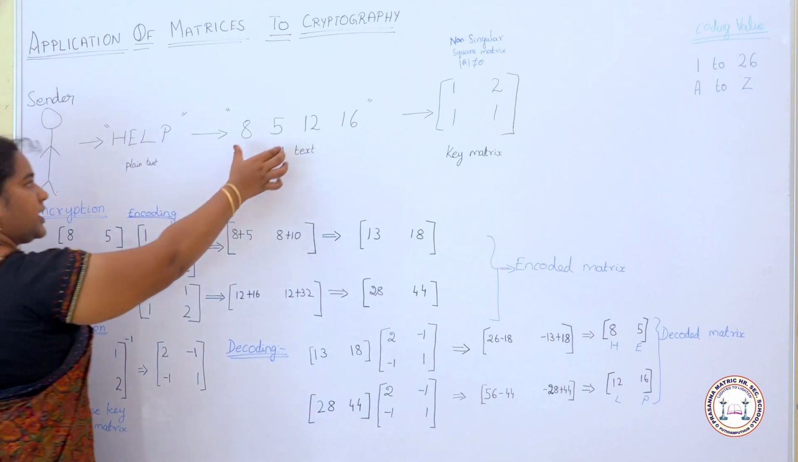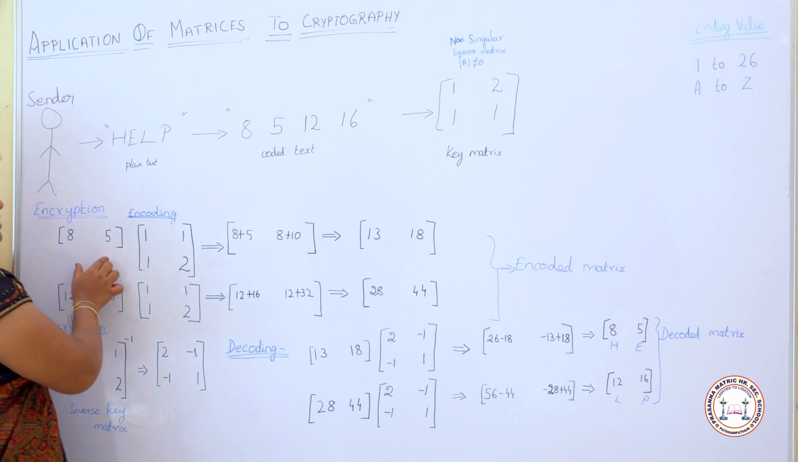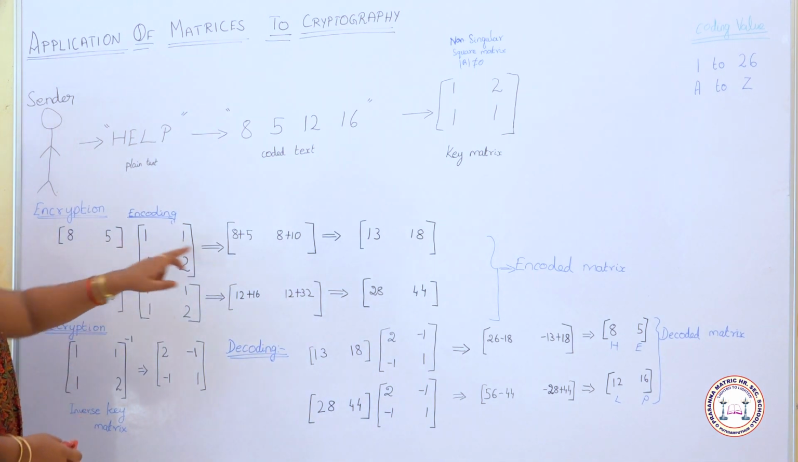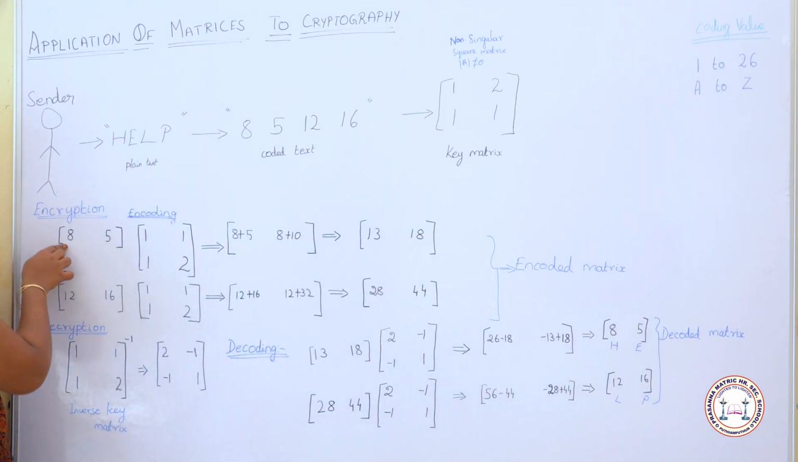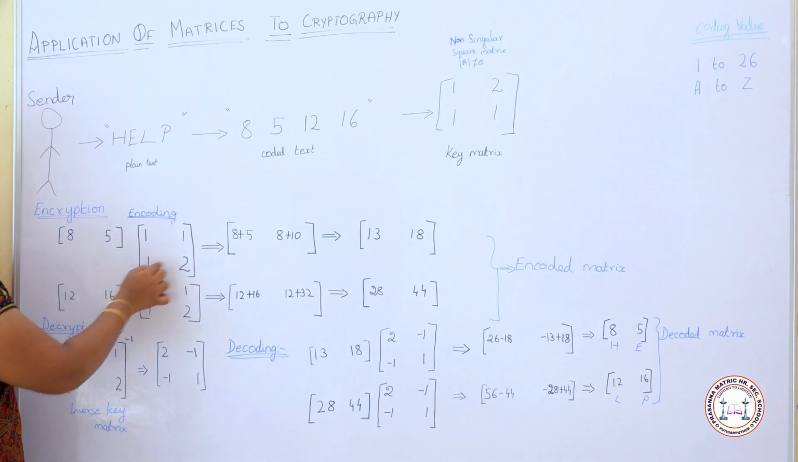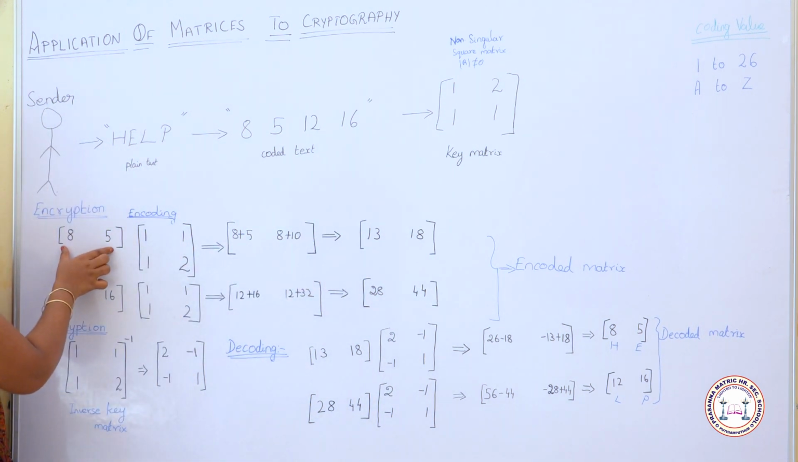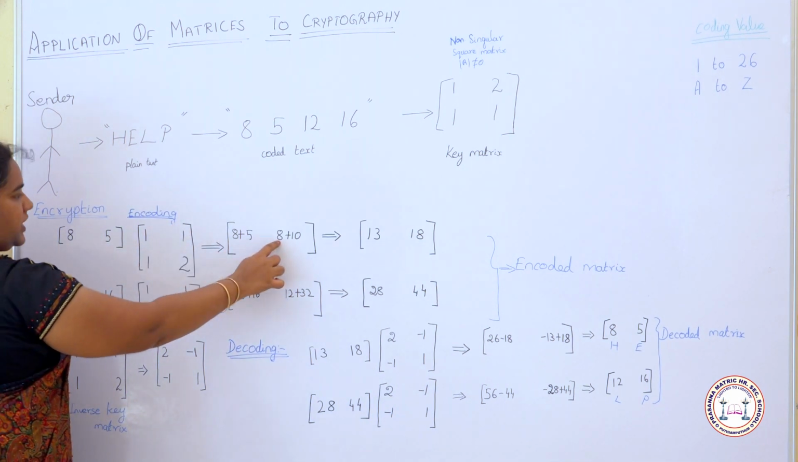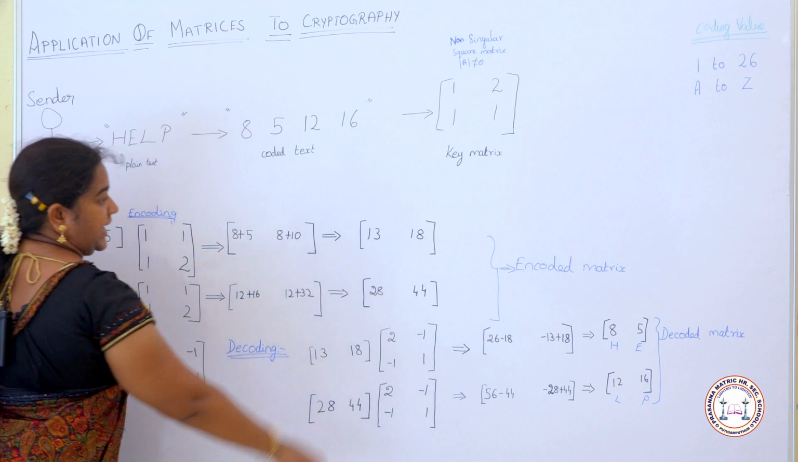First, this coded text is converted into a row matrix, 8, 5. This row matrix is then multiplied with the key matrix 1, 1, 1, 2. After multiplying, we get the encoded matrix. It's a simple multiplication. It is multiplied with the first column of this matrix. So 8 into 1 is 8 and 5 into 1 is plus 5, so 8 plus 5 we get 13. And this is again multiplied with the second column of the key matrix. So 8 is multiplied with 1, we get 8, and 5 is multiplied with 2, we get 10. So 8 plus 10 gives you 18.